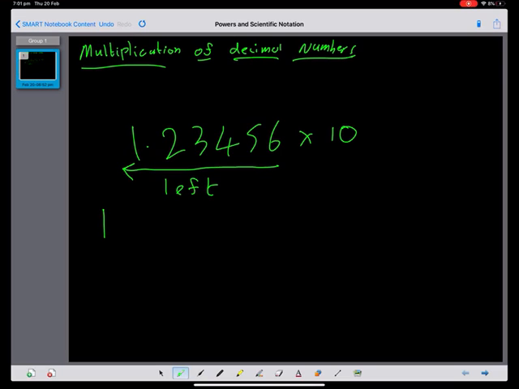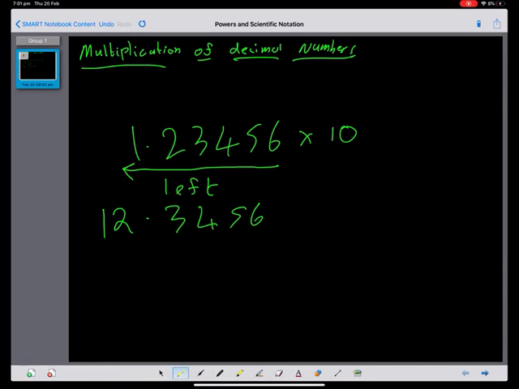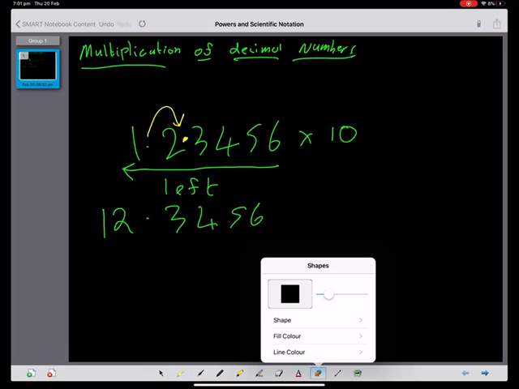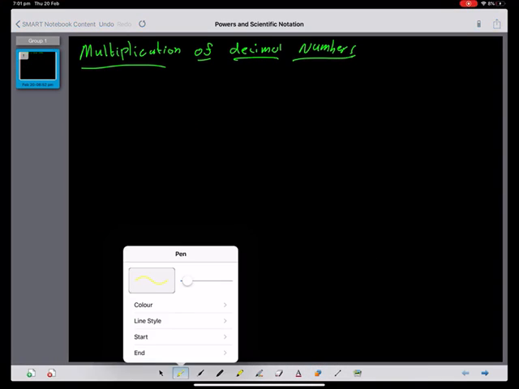So for example, this would become 12.3456. Now, this is sometimes represented like this. We can say the decimal point moves one space there. Now, it's okay to say that, but you do need to recognize that really the decimal point doesn't move, it's the numbers that move. That's a really important concept. But if that method works for you, then that's fine, as long as you realize it's not the decimal point that moves.